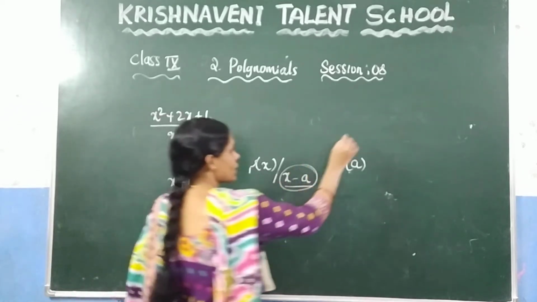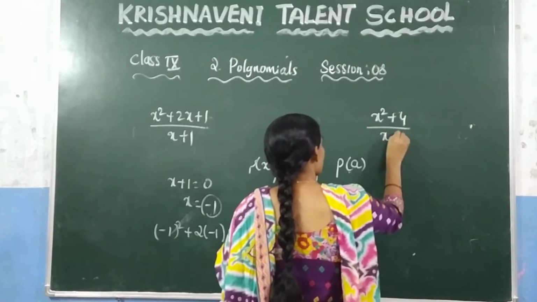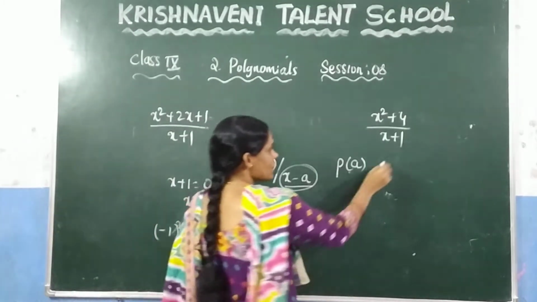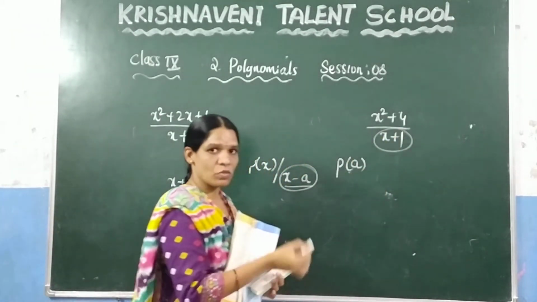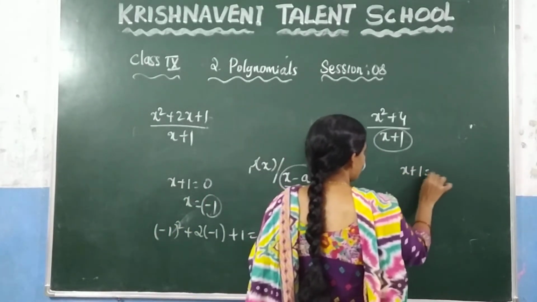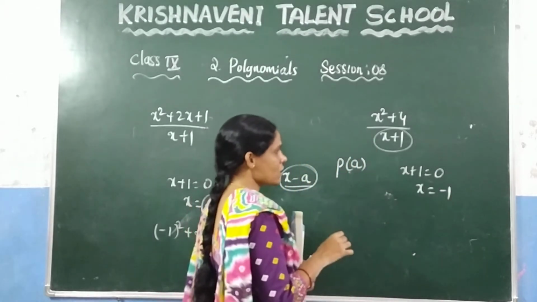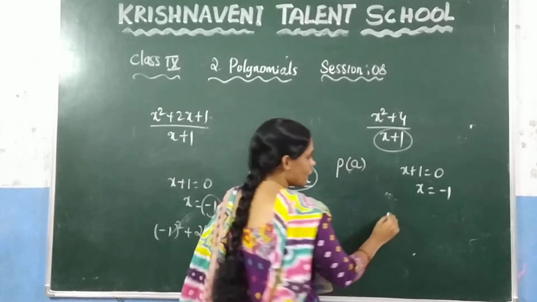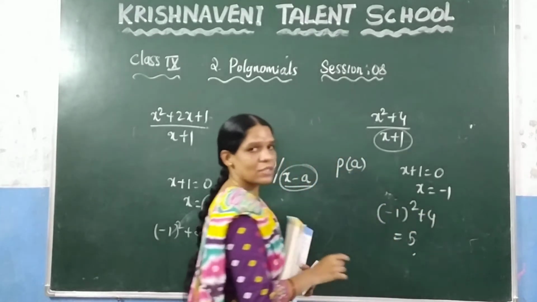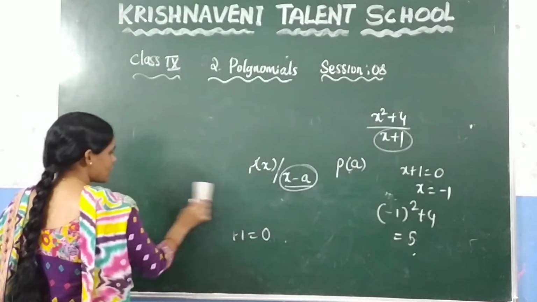Let us consider one more example here. Consider x square plus 4 divided by x plus 1. If you want to find the remainder, what is the first step? You need to find the zero of the divisor. That means you need to equate this polynomial to 0. Let us equate this one. You are getting the x value as minus 1. Just substitute minus 1 in the dividend. What will you get here? Minus 1 whole square plus 4. You are getting the result as 5. This is the remainder.